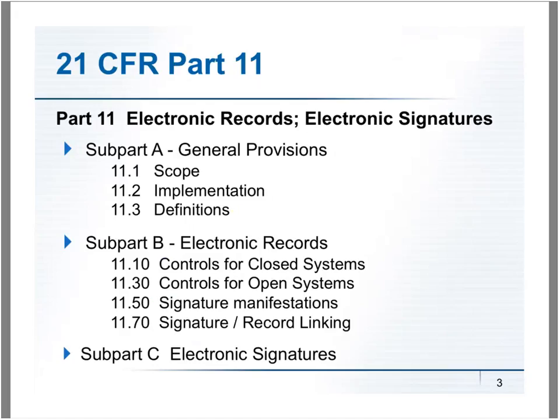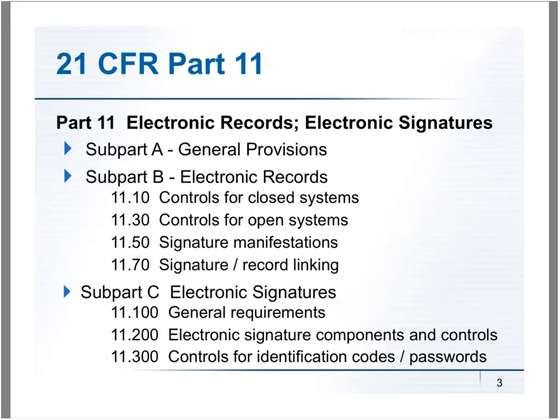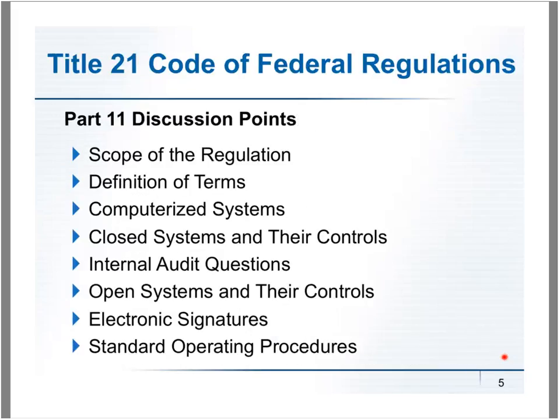we're going to spend a little time with definitions, of course, and electronic records, and a bit about electronic signatures. Now, I repeated electronic records because this is the important part that we're going to be talking about. This is subpart B and C, which are the main things, and this will hold our interest. We're going to talk not about each and every one of these, but about some of the general principles involved. In general terms, this is what I'll be talking about as I acquaint you with Part 11. Perhaps what the regulation is, we'll define some terms, look at computerized systems, closed systems and open systems and their controls. Internal audit questions is always important, and then we'll end up with electronic signatures and, of course, a word about SOPs, because if you're going to go the computer route, you need to start developing SOPs fairly early, and they need to be fairly specific.